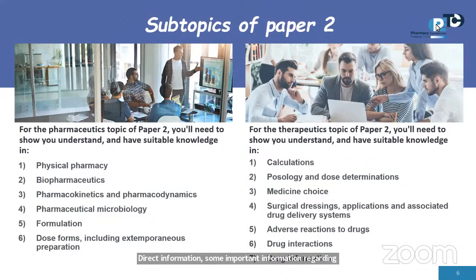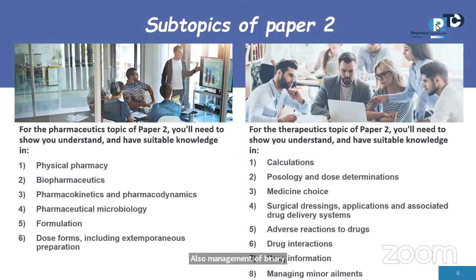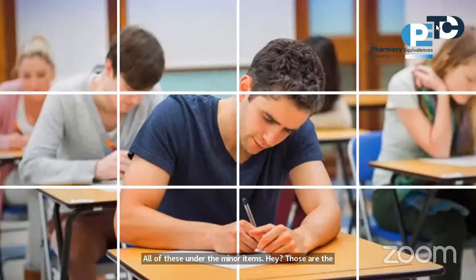Also, management of minor ailments, one of the subtopics of therapeutics. Under this subtopic, we will see the non-prescription products, the OTC, the diagnosing of minor illness, the rationale for over-the-counter product selection, and over-the-counter drug information, all of this under the minor ailments. Okay, those are the topics of each paper and the composition of each paper.